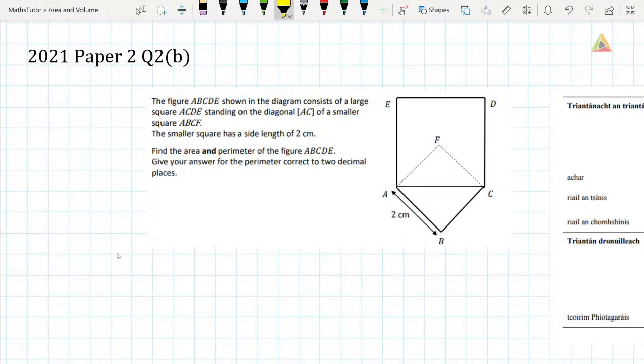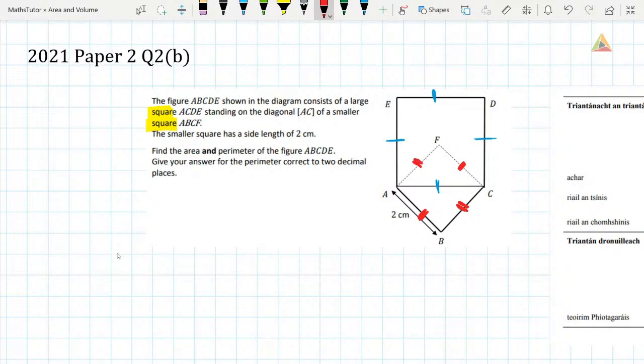So both of these are squares. So we see the square ACDE and the square ABCF. So the things that we know about squares is that the sides are going to be equal in length. So that means that ED is equal to DC is equal to AC is equal to AE. So they're equal in length. And likewise, AB is going to be equal to BC, is equal to CF, and is equal to AF.